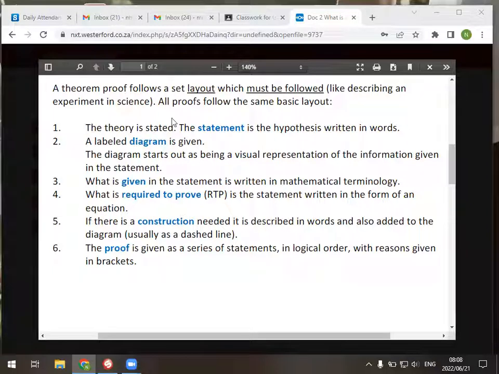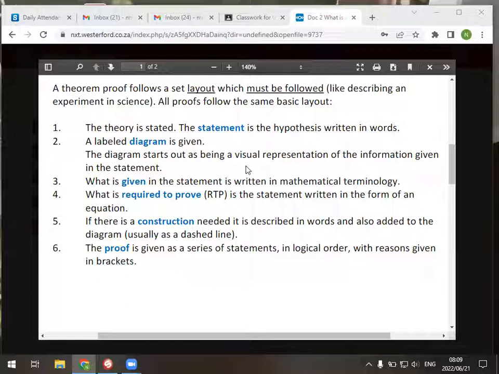They're going to state the theorem. Okay, that will be the first thing. They'll write out, this is the theorem, this is how it works. And they'll usually give you a diagram as well to indicate it. So the statement is the hypothesis written in words. A labelled diagram is given. The diagram starts out as being a visual representation of the information given in the statement.